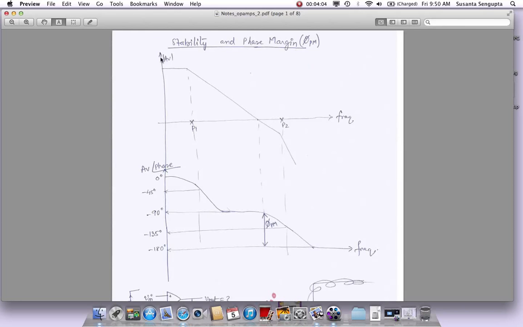So hopefully now it's more clear, with these Bode plots where we have both the magnitude plot and the phase plot, how we determine the phase margin. When you do simulations, you will determine this margin: how much extra phase can I go before I hit 180 degrees. That is the phase margin. Okay.